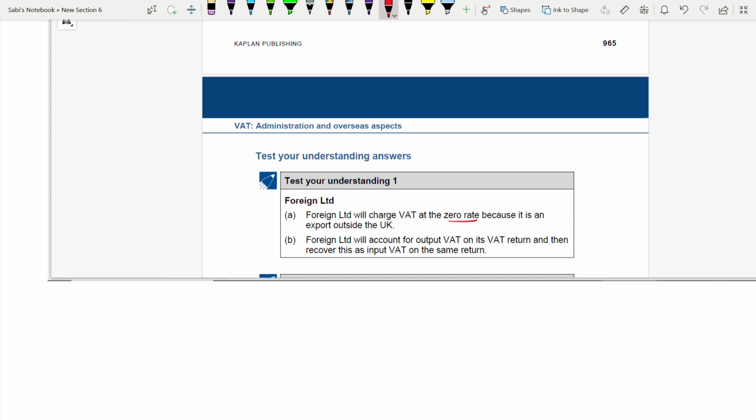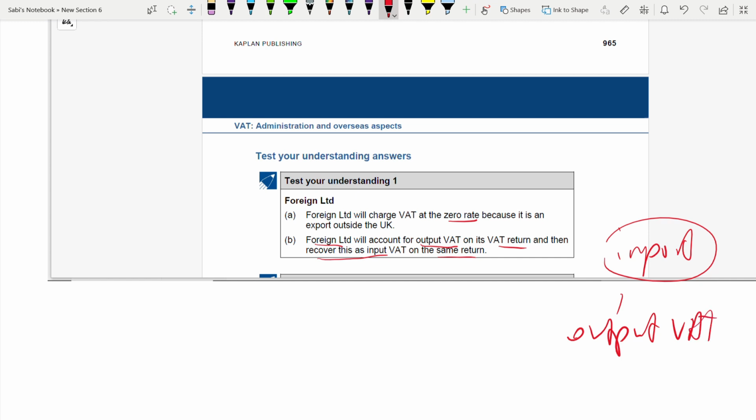Next one, it's an import. So Foreign Limited will account for output VAT on its VAT return, and then they will recover this as input VAT on the same return. This happens when you are importing goods. When you are importing goods, you account for output VAT, and on that same return you recover input VAT. This happens in overseas. You can't do this in domestic. Okay.